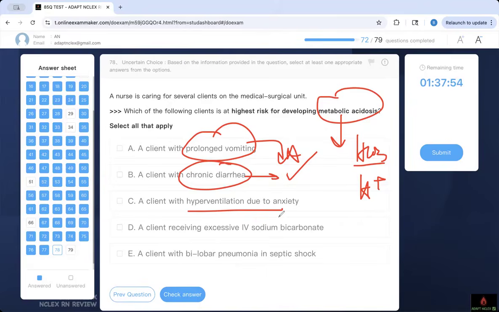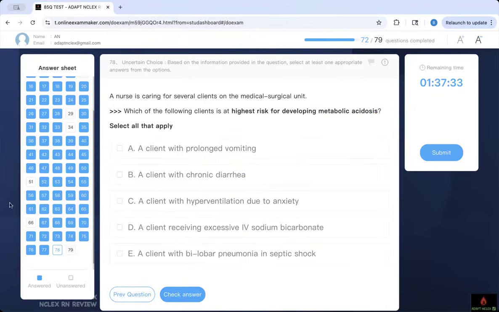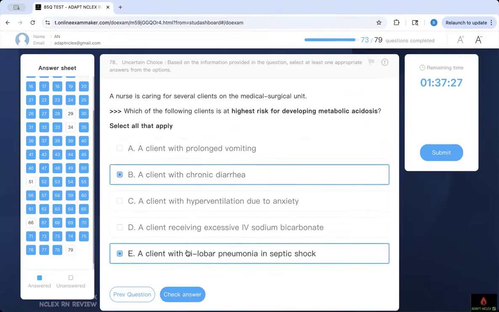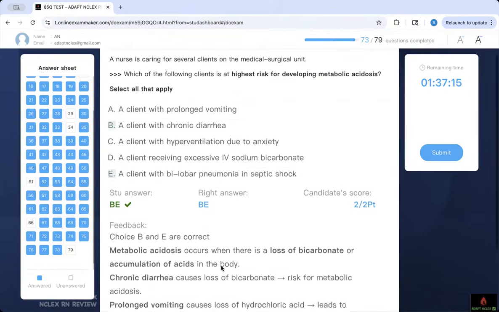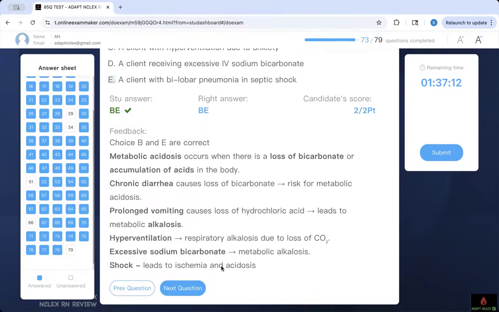You are hyperventilating. What are you doing? You're blowing out your CO2. This will lead to what? Respiratory alkalosis. If I give you bicarbonate, you're having metabolic alkalosis. When you are in septic shock, there's less fluid going to your body. Your body has ischemia and you develop acidosis. So those are answer choices that are consistent. Therefore, chronic diarrhea, where you lose your bicarbonate, and shock or sepsis associated with that, can give you metabolic acidosis.